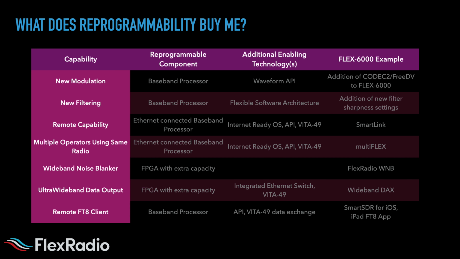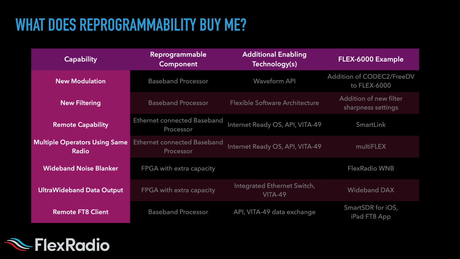Another example would be remote capability. So if your baseband processor is connectable to the Ethernet and supports TCP/IP, and that's something that you've embraced in the radio design, and you have VITA-49 and those kind of capabilities, you can do that. And that's exactly what we did when we created SmartLink, which allows you to access your radio from anywhere in the world over the internet. And it really feels like you're sitting right in front of the radio.